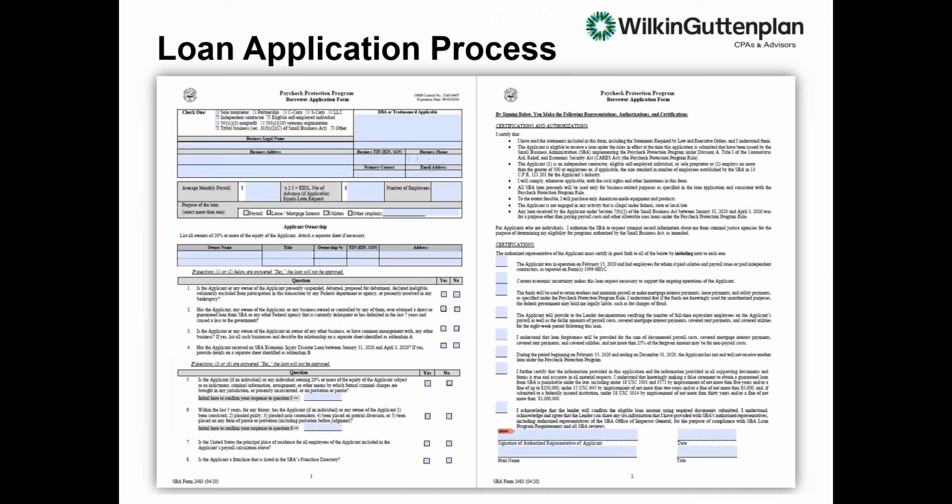Okay, so this is the loan application. This is the whole thing. And we know you can't read it, and we're going to zoom in on this form in a second. But we just wanted to show folks who might not have seen the loan application how simple it is.